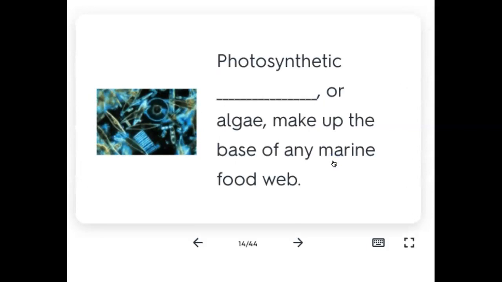Phytoplankton are photosynthetic plankton, also referred to as algae sometimes, and these are going to make up the base of any marine food web.